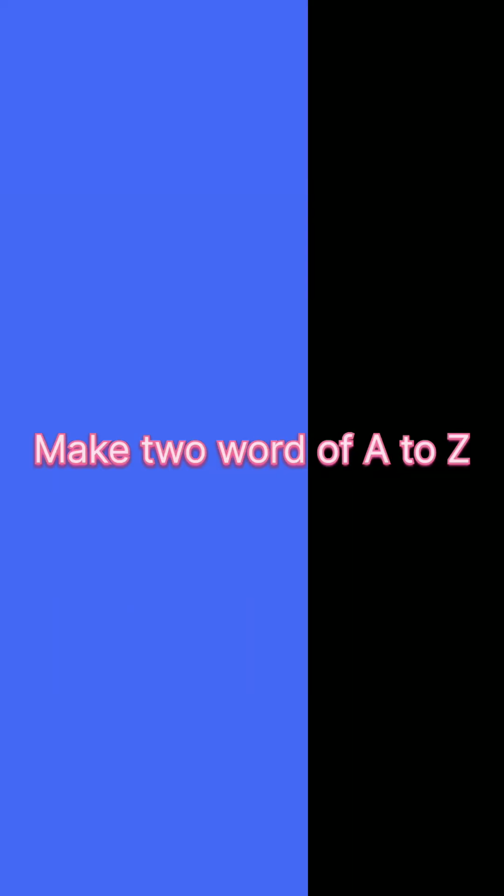Make two words of A to Z. Hello friends, in today's video we are going to learn make two words of A to Z. Let's start. A is for apple.